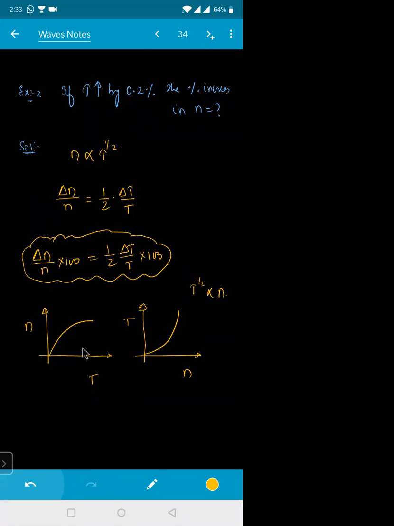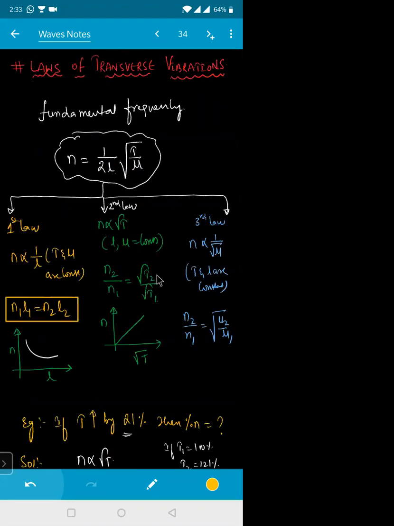Okay, now, what is the formula we got right now, beta? Laws of transverse vibration: fundamental frequency N is equal to 1 by 2L under root of T by mu. So this is a basic formula. And what are the laws we are getting, beta? N is directly proportional to T, and then root T, N is inversely proportional to root mu, and N is inversely proportional to the length of the string. Clear?